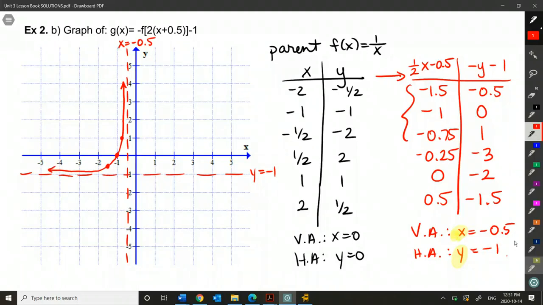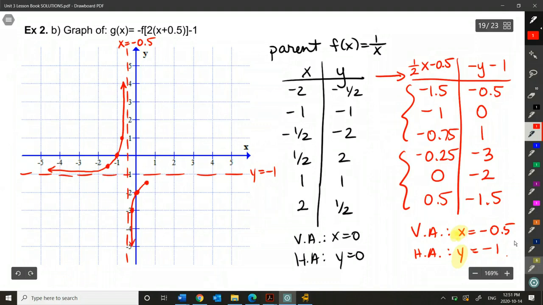Okay, and then same thing with the next set of points. So negative 0.25, negative 3. It's right here. 0, negative 2. And 0.5, negative 1.5 is here. So here's our graph, making sure that we don't cross or touch the asymptote. And same thing here. And then we're going to label it with that equation that we found above, which was this.